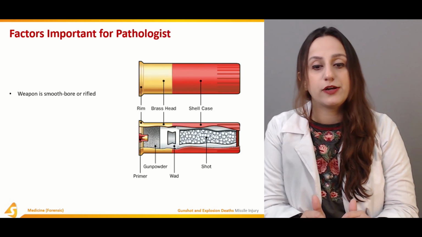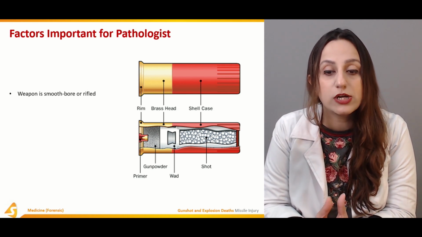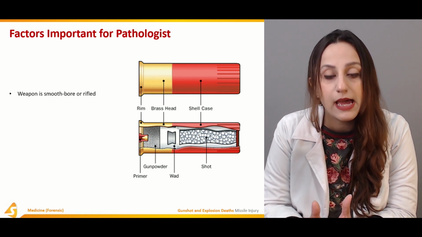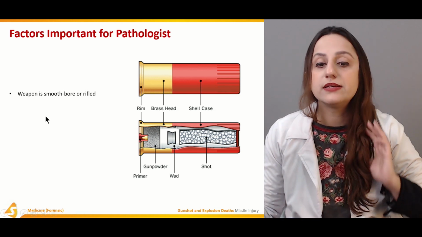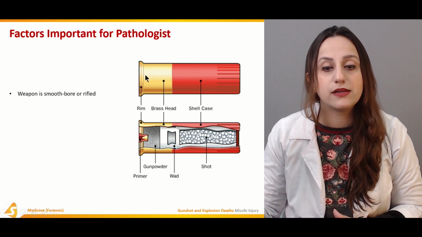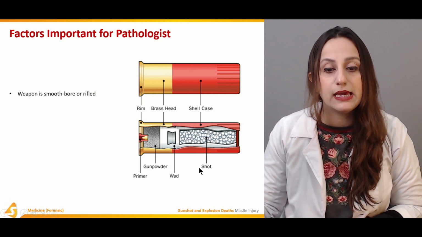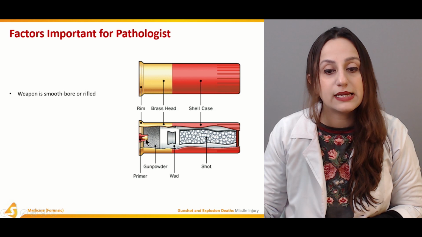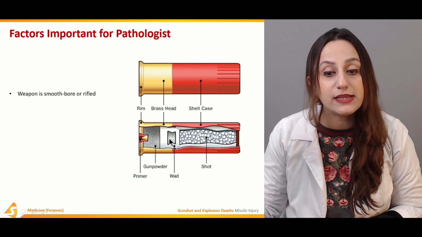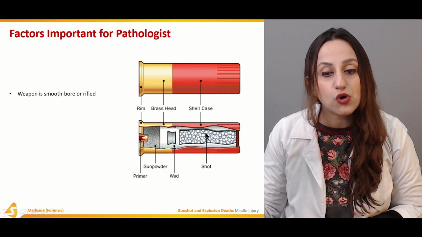The factors important for a pathologist. Working as a pathologist, you should know the composition of a normal cartridge that is used in a rifled firearm. There is a shell case on the outer side, then a brass head and a rim over here. The inside composition is very important to know. There is a primer, and it ignites the gunpowder, and this ignition phenomenon propels the wads and the shots from this side. So it is basically the shots and the wads.